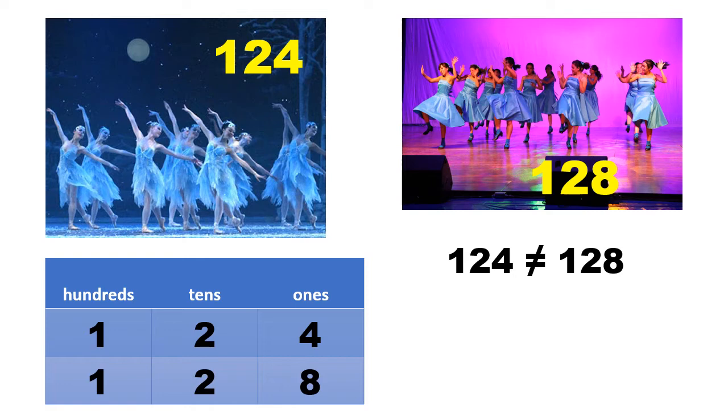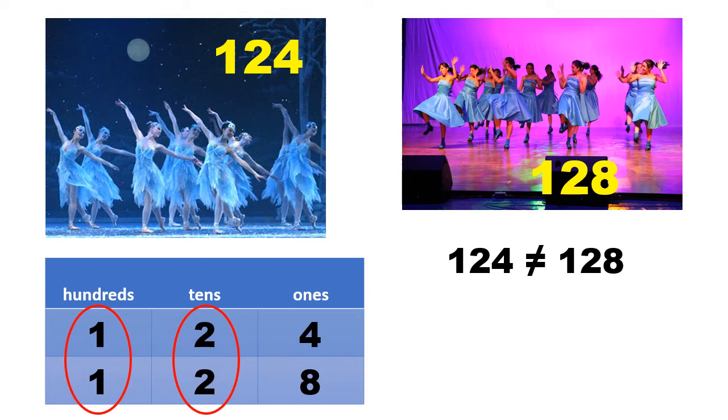Now when we compare two numbers, we have to start at the greatest place. In this case, it's the hundreds. So we take a look at the first column, the hundreds. 1 is the same as 1. 1 is equal to 1. So that's not going to help us. So now we have to move to the next place value, which is the tens.